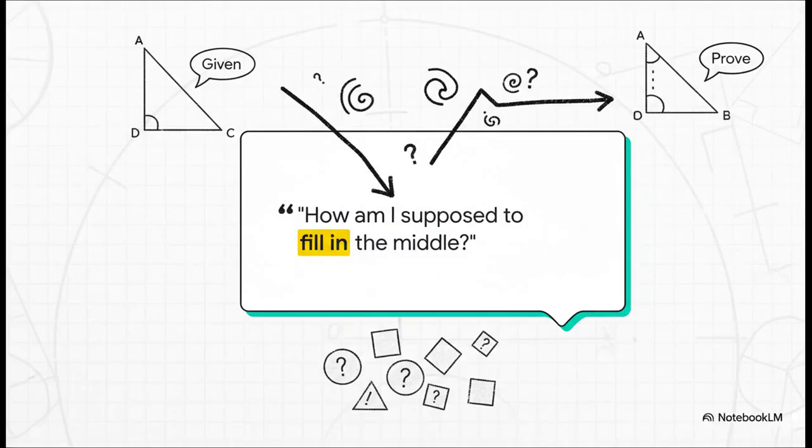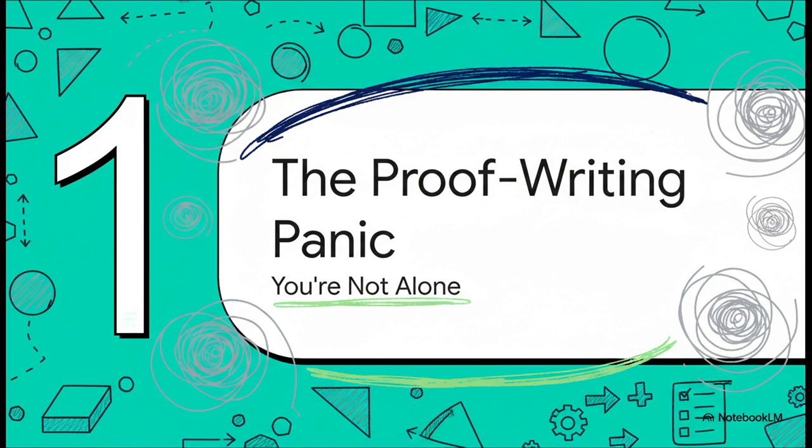Does this look familiar? Yeah, I thought so. You get the given, you see the prove, but that big, empty space in the middle, it just feels impossible. This is probably the number one feeling students have when they're staring down a blank proof. And listen, if that's you, you are absolutely not alone. That proof writing panic is a totally real thing. But it's also something we can totally overcome with the right tools and a solid strategy. So the goal today is to turn that panic into a plan.